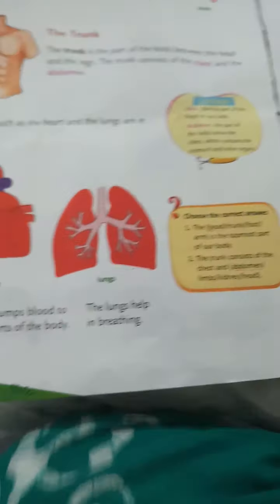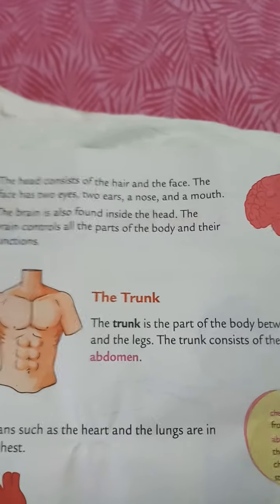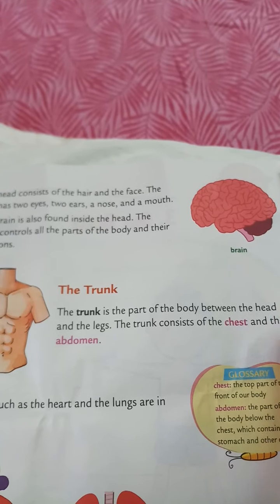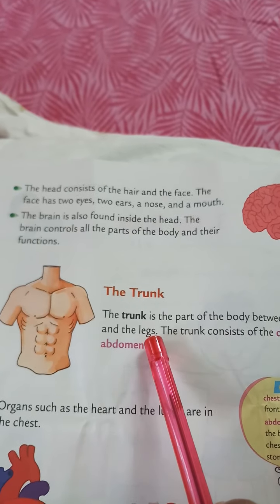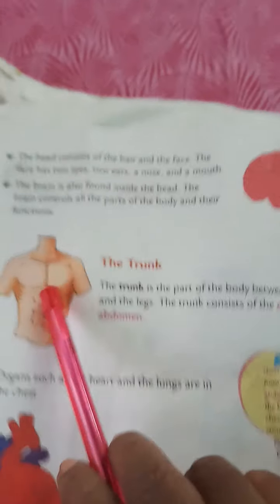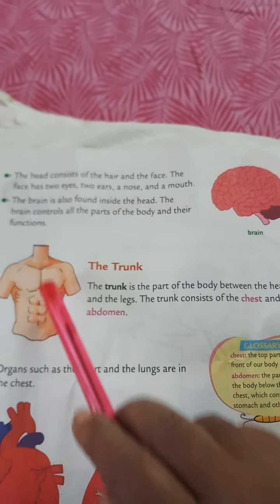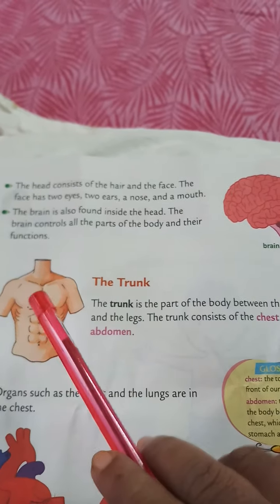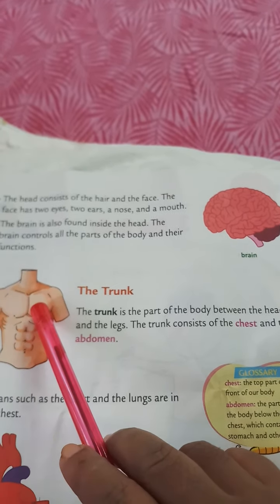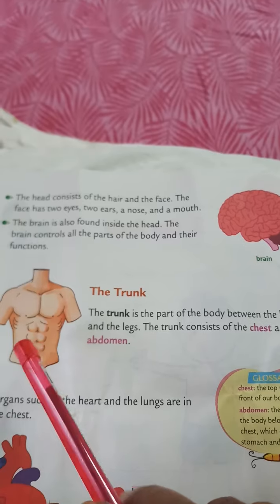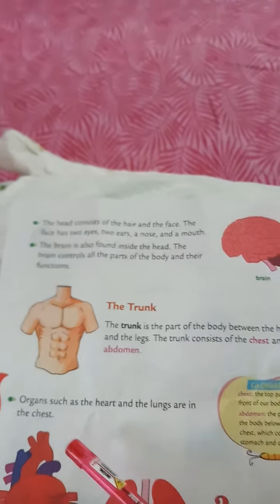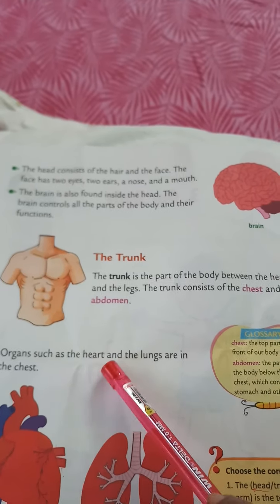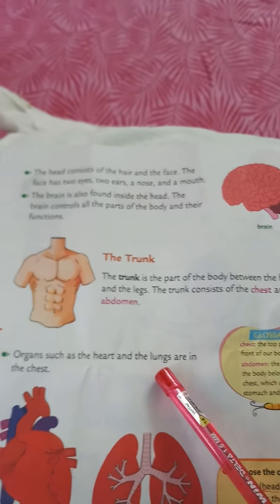Then again, the trunk. The trunk is the part of the body between the head and the legs. The trunk consists of the chest and abdomen. This part is known as the trunk, the upper part is known as the chest, and the lower part is known as the abdomen. The chest contains the organs known as the heart and lungs.